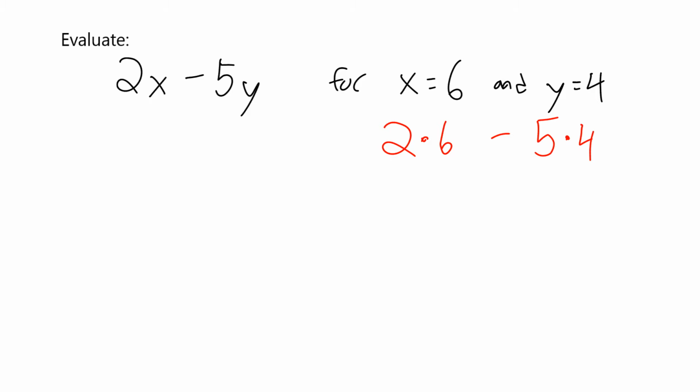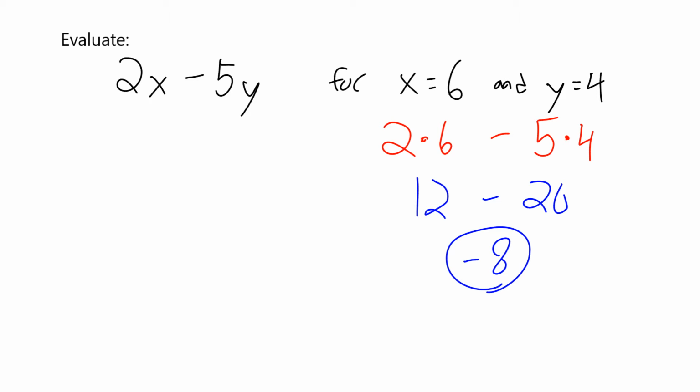Then all that's left to do is order of operations. Start with multiplication. Follow with subtraction. 12 minus 20 is -8, which is the value of our algebraic expression.